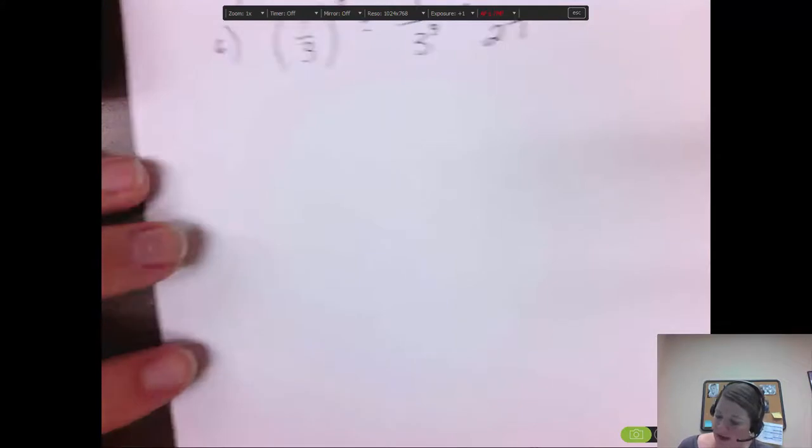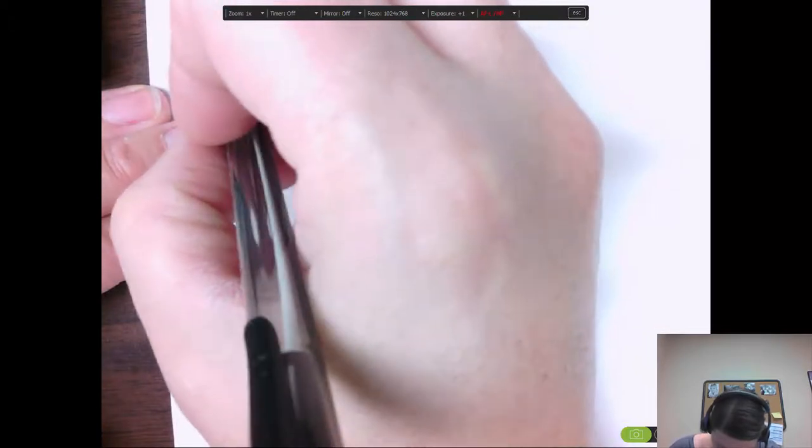This was just some basic look at exponents. Let's look at multiplying with exponents.